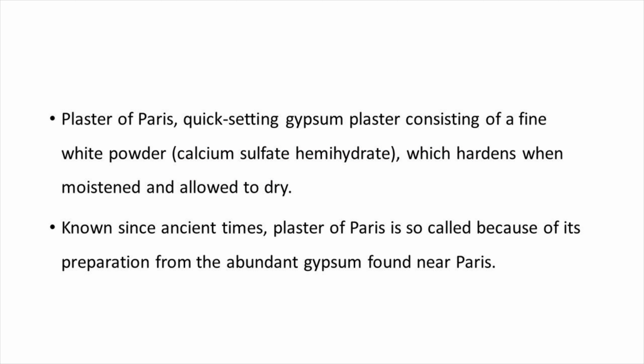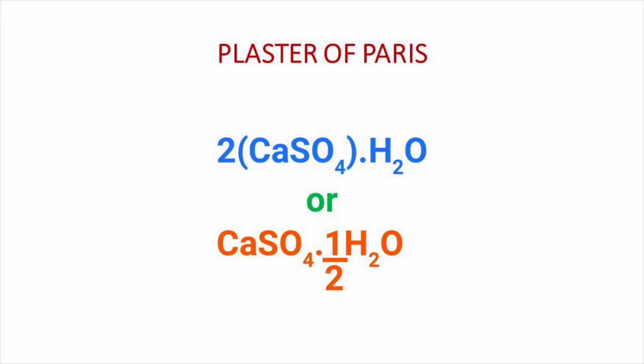Next we can move to another topic, Plaster of Paris. Plaster of Paris, a quick setting gypsum plaster consisting of a fine white powder, that is calcium sulfate hemihydrate, hardens when moistened and allowed to dry. It is known since ancient times. Plaster of Paris is so called because of its preparation from the abundant gypsum found near Paris. The molecular formula of plaster of Paris is CaSO4·½H2O.